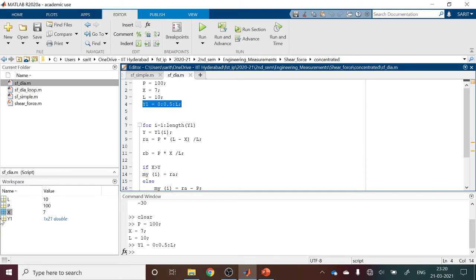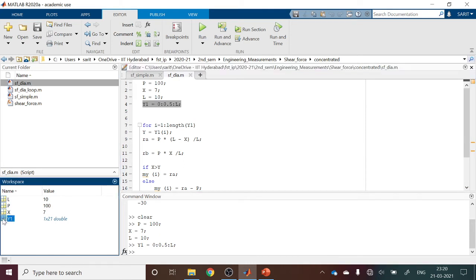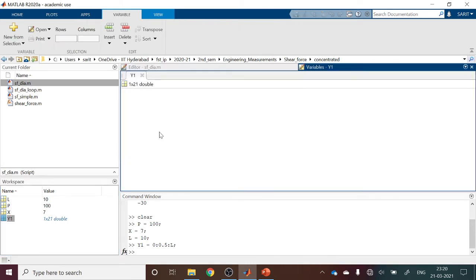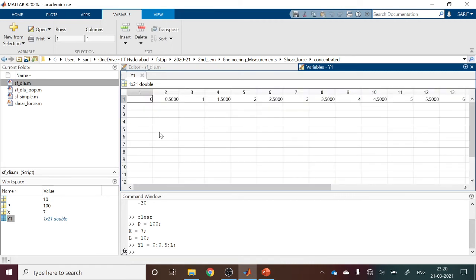sections. So yi is basically a vector which creates multiple instants of the section, meaning how the section is moving. If you see, yi has a total of 21 values. The first value is 0, the second value is 0.5, the third value is 1. Like that it is moving. So at the first iteration we find the shear force at section 0. Then in the second instant we find the shear force when the section is at 0.5 meter. Then in the third instant, we find the shear force when the section is at 1.